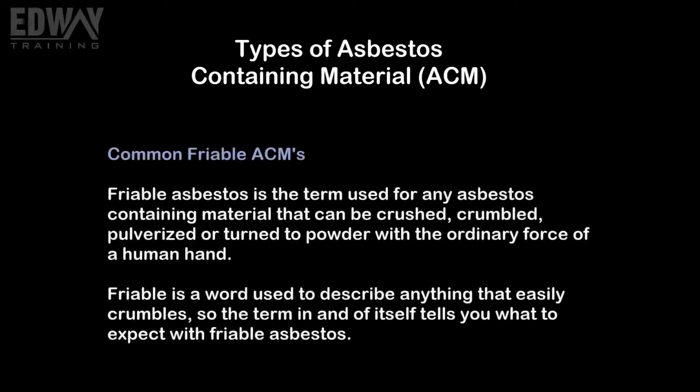Types of asbestos-containing materials, or ACMs. Common friable ACMs. Friable asbestos is a term used for any asbestos-containing material that can be crushed, crumbled, pulverised, or turned into powder with the ordinary force of a human hand. Friable is a word used to describe anything that easily crumbles, so the term in and of itself tells you what to expect with friable asbestos.